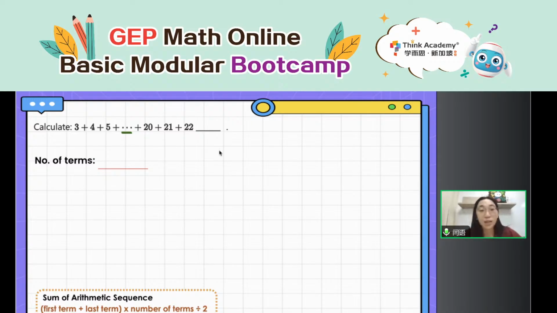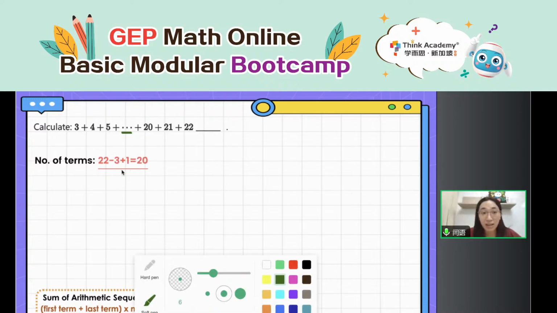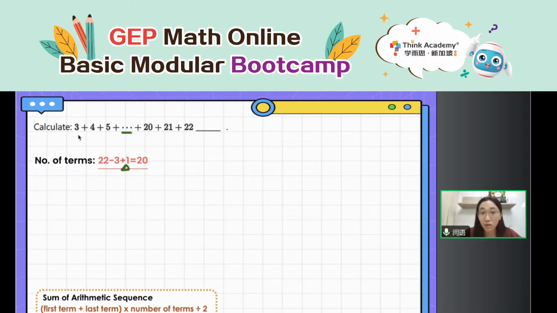So if you just apply 22 minus 3, actually that is you minus 1 and you minus 2 and you minus 3, which is wrong. So here, pay attention. Do remember to plus 1 in the end because you must add number 3 back. It is still here, okay? There are 20 numbers, and then what is the sum?